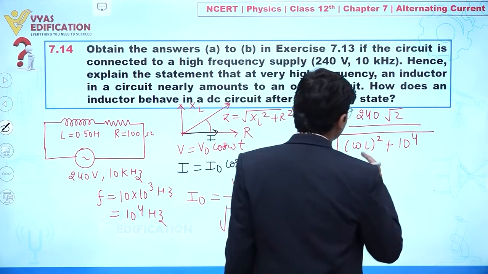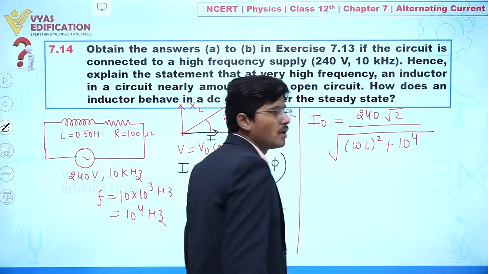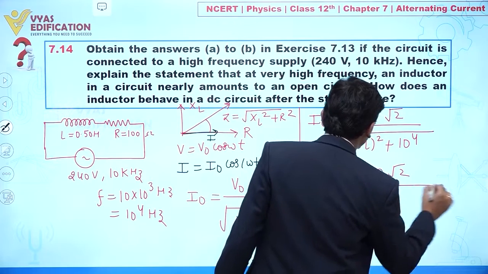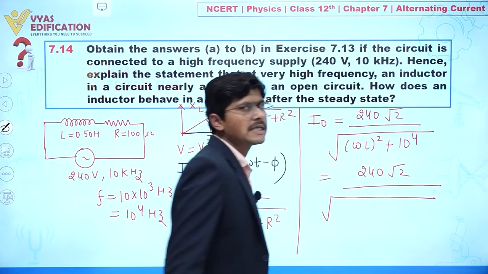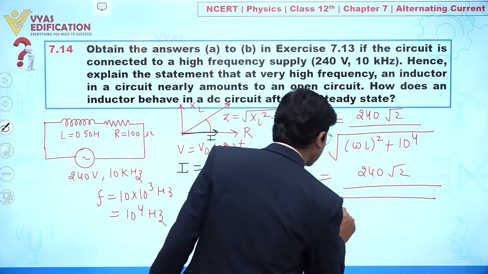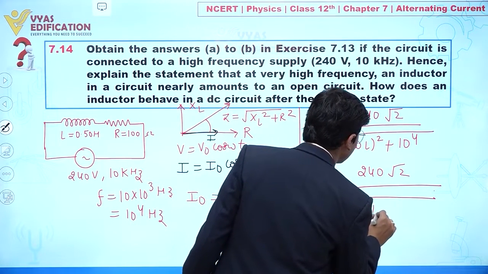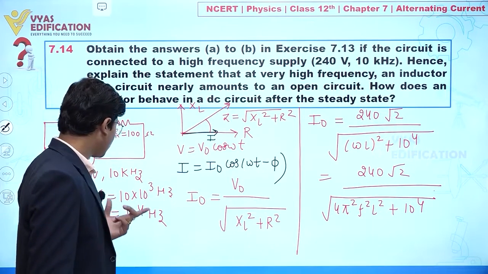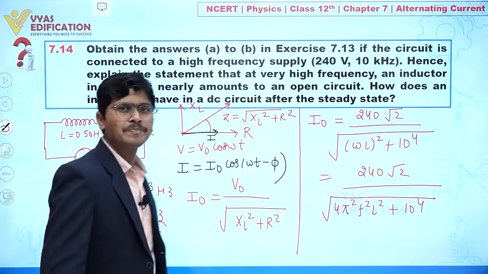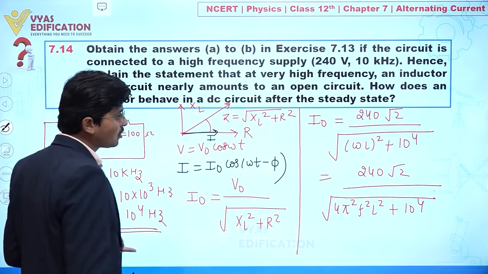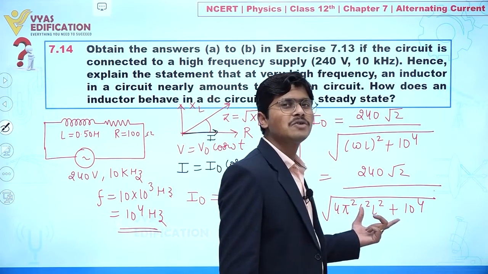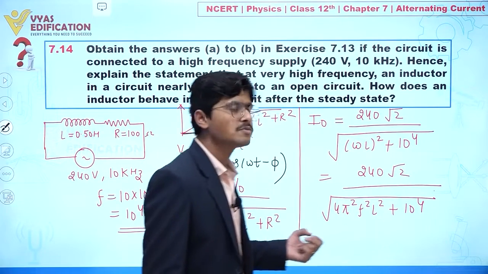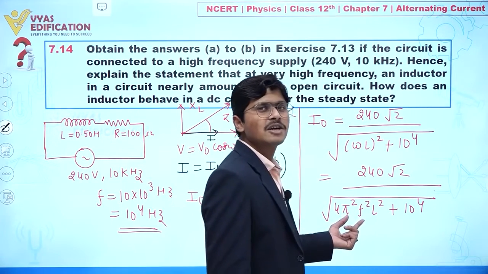Now if we place the value here, this is omega, so we can write this value as 240 root 2 divided by the square root of omega, which is 2 pi f, so 4 pi square f square L square plus 10 to the power 4. Now listen carefully, in this question we have high frequency, which means f is 10 to the power 4, and we are squaring it. The value of L is given as 1 by 2, so L square becomes 1 by 4, times pi square.